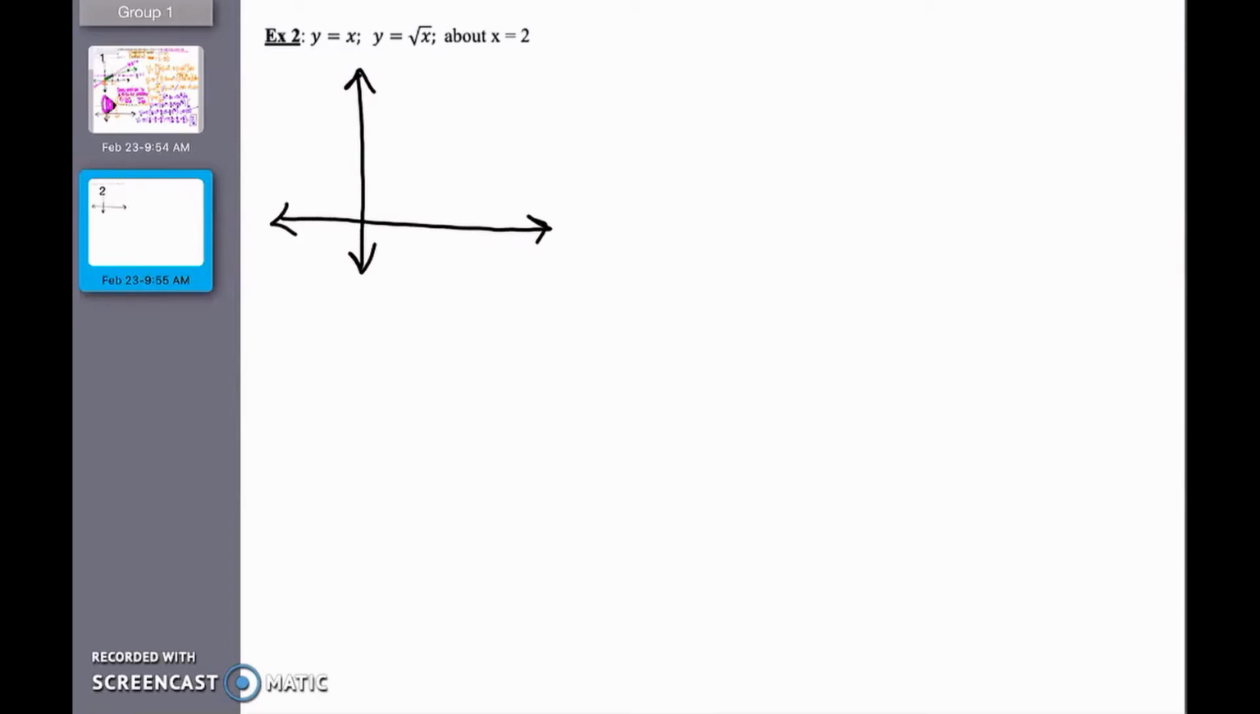And we had our y equals x, and we had our y equals the square root of x, and we have this solid here that lives between 0 and 1, right? But this time they want us to rotate it about x equals 2. Okay, so this is going to make a very different looking rotational solid. So down here I'm going to make my second picture.